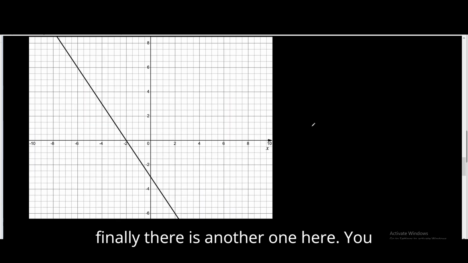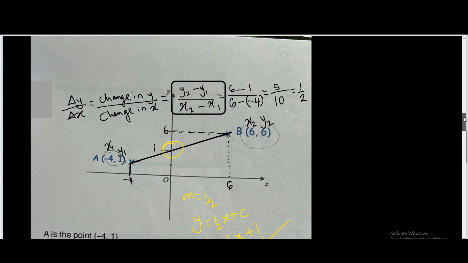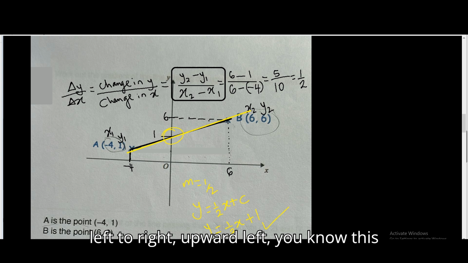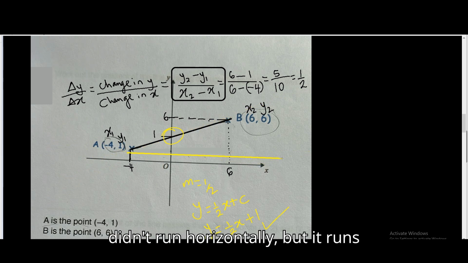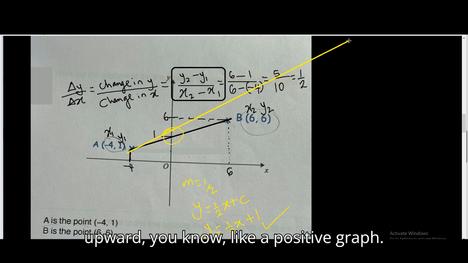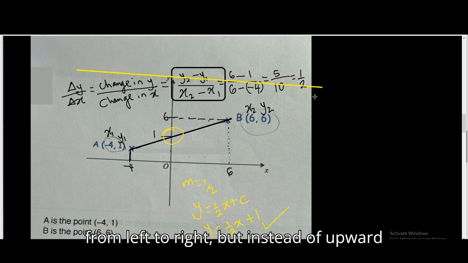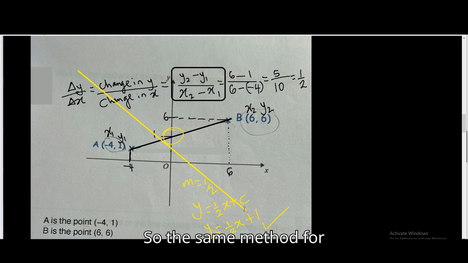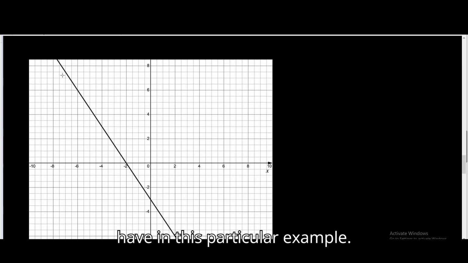Okay, finally, there is another one here. You remember this one is a graph that runs from left to right upward. From the left side to the right side, it didn't run horizontally, but it runs upward, like a positive graph. But we could have another one running from left to right, but instead of upward, it will run downward, something like this. So the same method for finding the gradient applies, and that is what we have in this particular example.